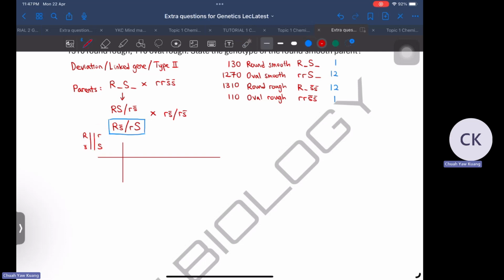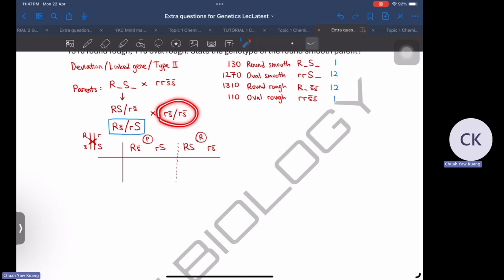So we'll write that down. Okay, so this would be the parental. This would be the parental. Then crossing over will occur. So big R, big S, and then crossing over will happen, so it's a small r, small s. Okay, so these two would be the recombinant.